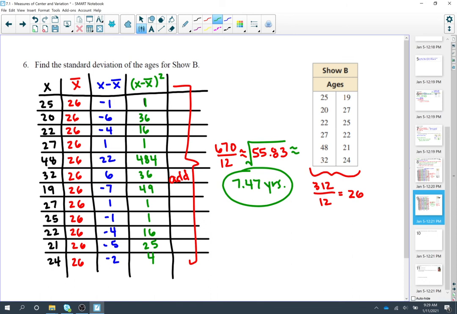Now, obviously, some are going to be more than that because 48 to 26 is way more than 7 apart. Some are going to be less, 19 to 26. That's well, actually, that's more than 7. But some are going to be less, some are going to be more, and some are going to be pretty spot on. But on average, each number in that data set is approximately 7.5 years away from the mean.